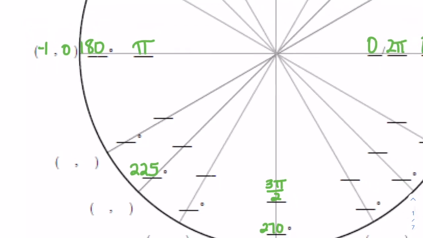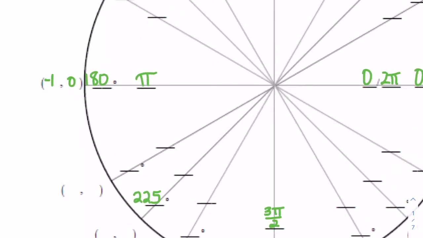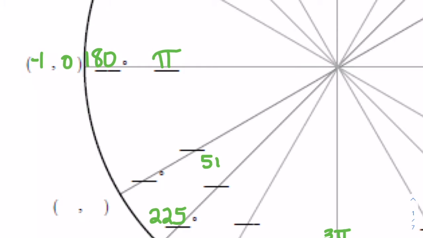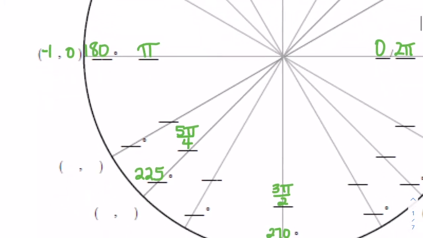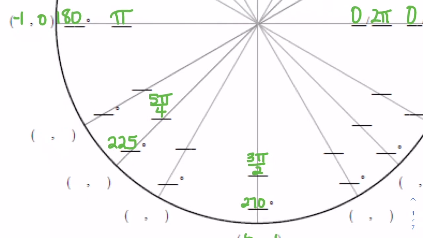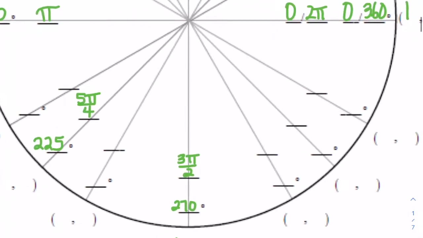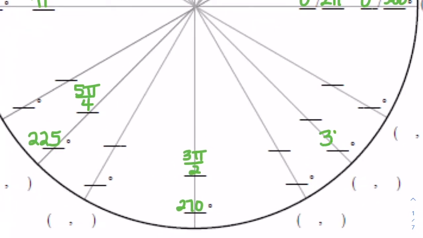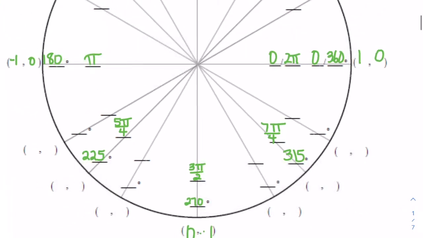And then we can go down here to 225. And we know that this would be 5 pi over 4. So we're continuing that, adding pi over 4 each time for 45 degrees. And then we add pi over 4, we get 6 pi over 4, which reduces to 3 pi over 2. And then we're going over here to 315 in the fourth quadrant. And this would be 7 pi over 4. And then when we get back to 0, well, that's going to be 8 pi over 4, which is 2 pi.